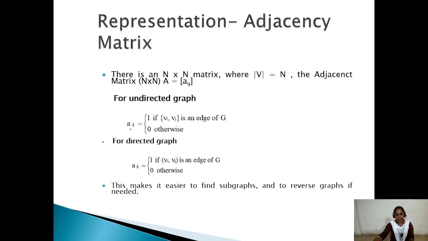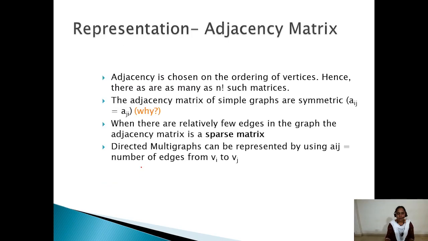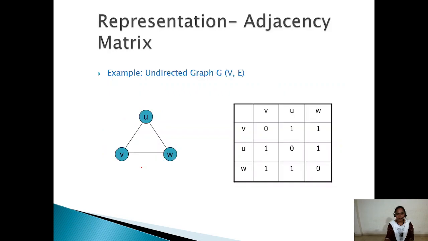See, A of ij is 1 if V i j is an edge of G, 0 otherwise. It is the undirected graph. This is the directed graph. See the representation of the adjacency matrix. See this one example. Undirected graph G of V comma E. Here we calculate the vertices to vertices.